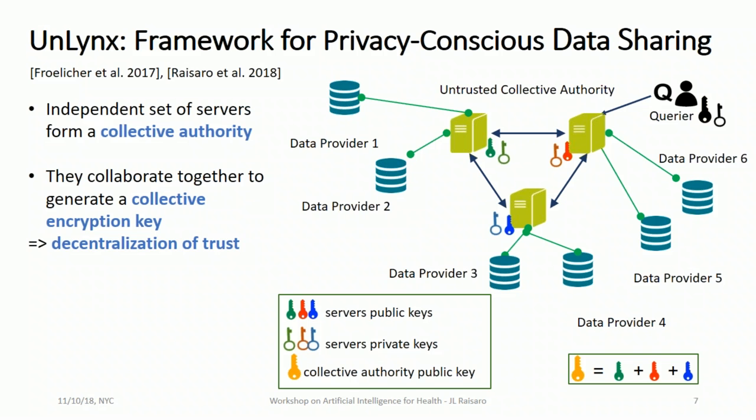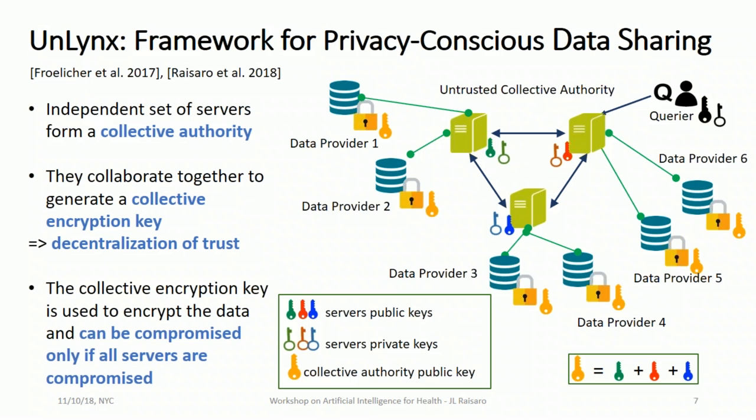So I'm going a bit into the technical parts here, but essentially what we guarantee is that all these servers collaborate together to create the encryption key that can be used by all the data providers to encrypt their data. And this basically guarantees that the data is always secure as long as there is at least one of these servers that is not compromised. This means that the trust is not centralized on a single authority, but on a set of authorities that we call a collective authority.